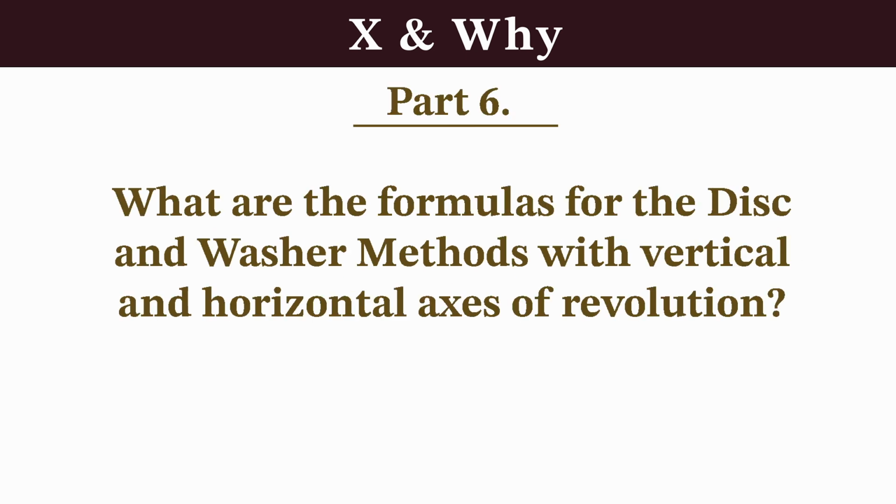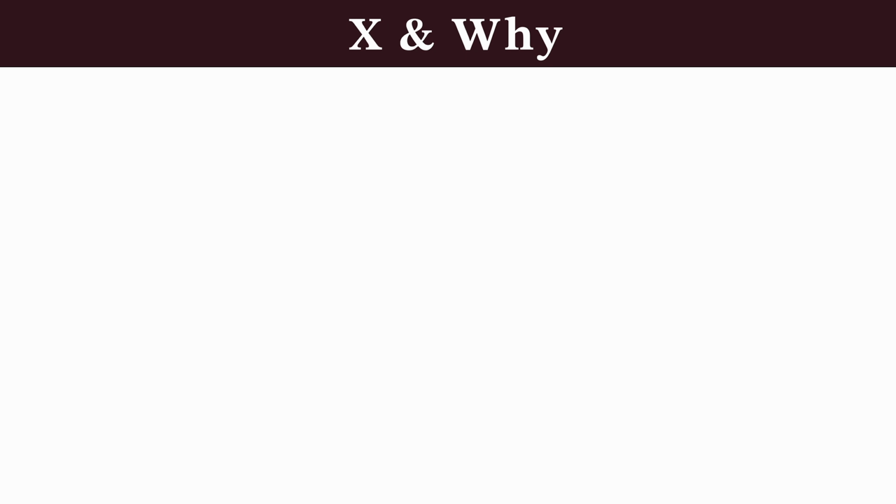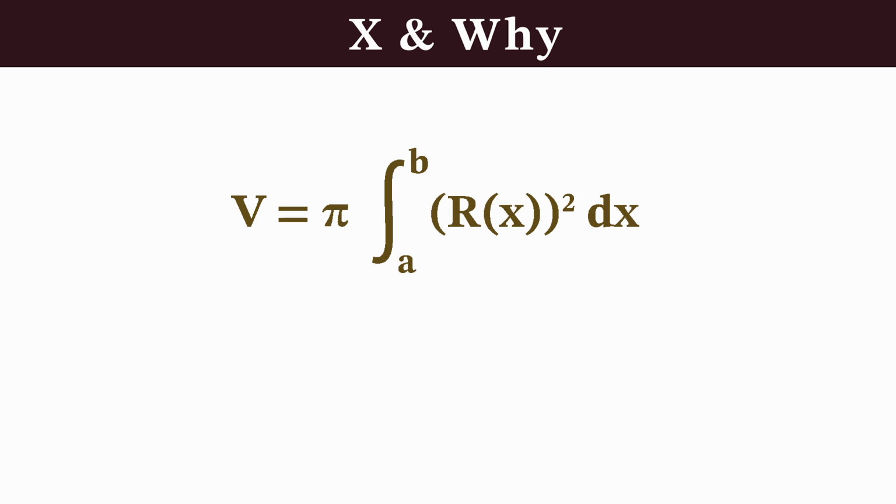Part 6. What are the formulas for the disk and washer methods with vertical and horizontal axes of revolution? For the disk method, the formulas are as follows. For a function with a horizontal axis of revolution, the formula is volume equals pi times the integral from a to b of the radius of x squared, dx.